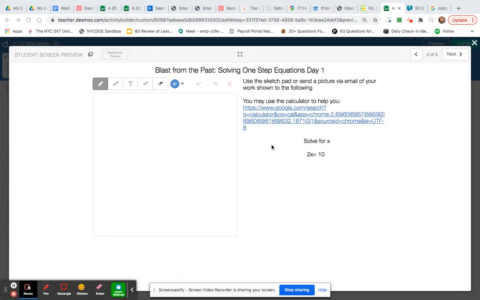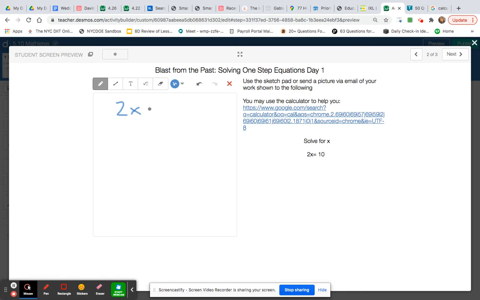Okay, guys, so the following blast from the past is solving one-step equations. And for mathletes, we're going to be looking at this a lot during this week. So I just started off with a simple one-step equation, 2x equals 10.